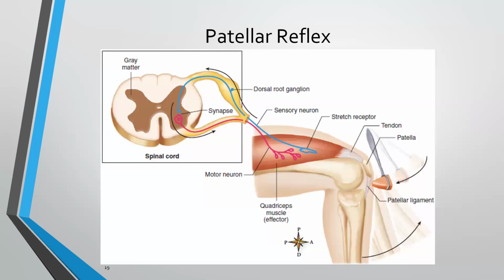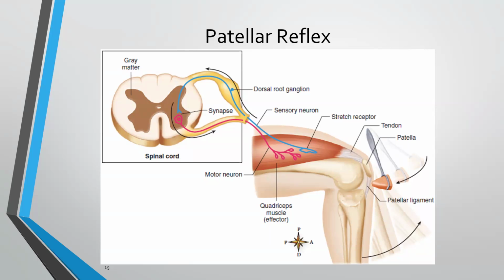All right, so this is the patellar reflex, right? When they hit your knee with that little instrument there, it causes your knee-jerk reaction without your response, right? So this figure shows the neural pathway involved in the knee-jerk patellar reflex.